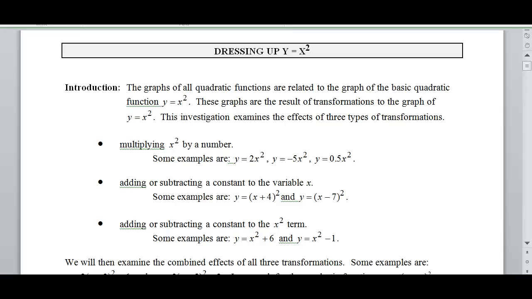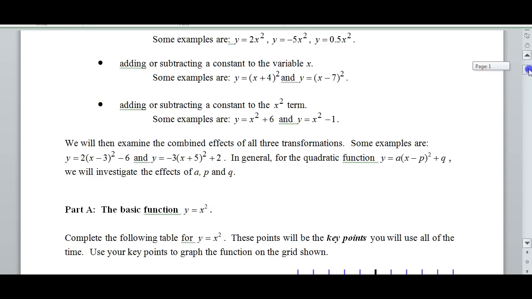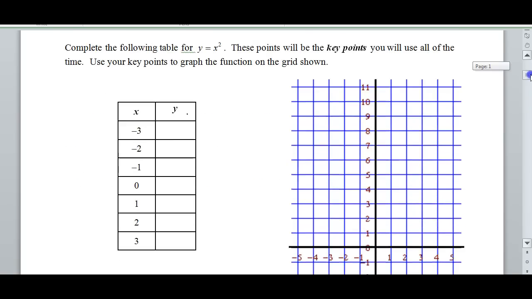Okay, this is the worksheet dressing up y equals x squared. I'm going to go through from the beginning. I'll leave you to read the basic part at the top as to what we're going to be looking at in this section, and come down here to start with the basic function y equals x squared. So to do this, we're going to fill in the table here.